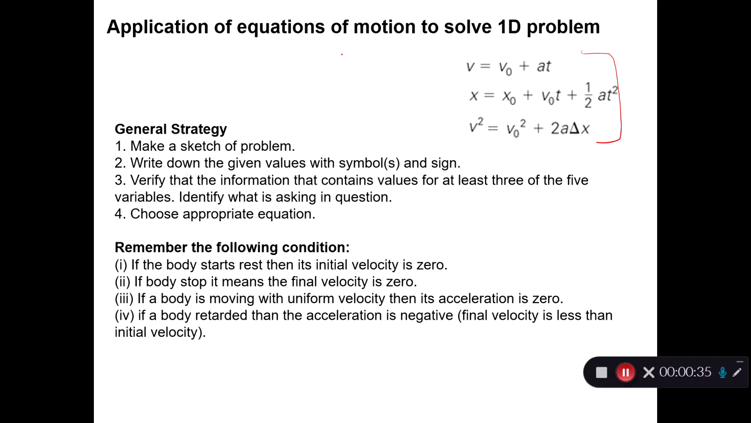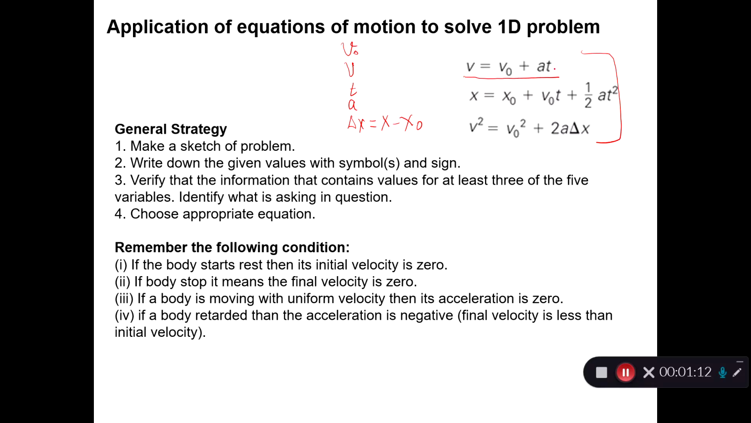And there are five different physical quantities: initial velocity, v naught, final velocity v, time of travel t, acceleration a, and displacement, which is delta x, also written as x minus x naught, the difference of final position and initial position. Among these five physical quantities, every equation relates four quantities.